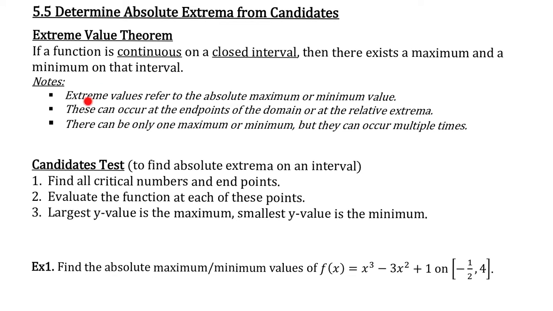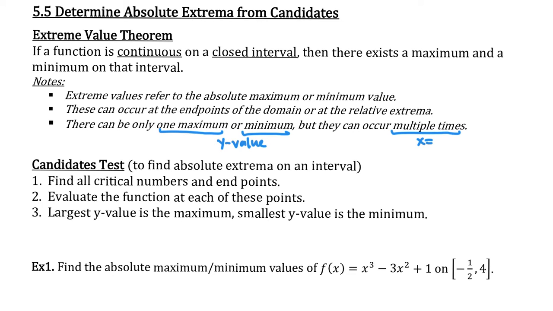Of note, extreme values refer to the absolute maximum or minimum value, as opposed to the local minimums or maximums. They can occur at the endpoints of the domain or at the relative extrema. There can only be one maximum or minimum value, but they can occur multiple times. When they say they want you to find the maximum or the minimum, they actually want you to think of the y value. But that same y value can occur multiple times at different x values.